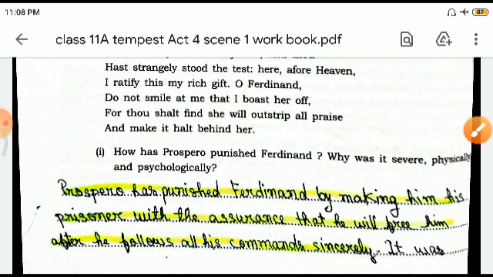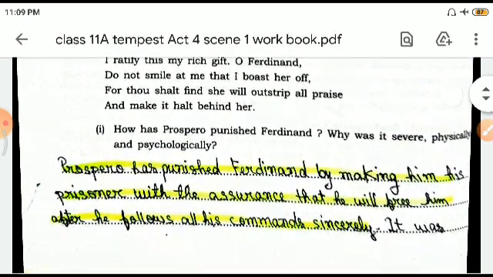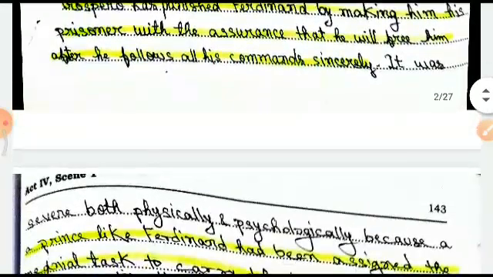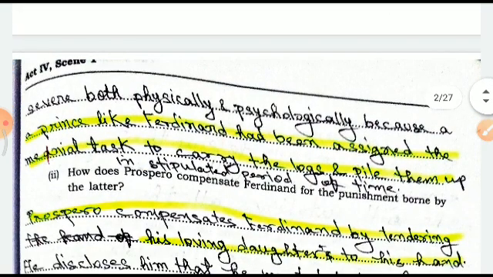Now see, Prospero has punished Ferdinand by making him his prisoner, with the assurance that he will free him after he follows all his commands sincerely. This is how he punished. It was severe both physically and psychologically because a prince like Ferdinand has been assigned the menial task to carry logs and pile them up within the stipulated period of time. Right, so it has lots of points here, and this answer is good enough for 3 marks.